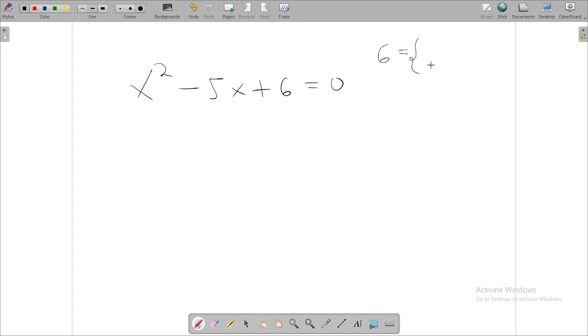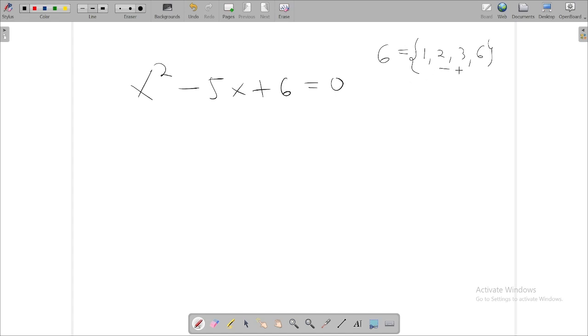Such that when we add, we should get negative 5. 1 is a factor, 2 is a factor, 3 is a factor, and then we have 6 itself as a factor. Now, when we multiply 1 times 6, we get 6. But when we add 1 plus 6, we will not get negative 5. We can also decide to use negative 1 times 6, but that cannot give us positive 6. That is negative 6. So we cannot consider that. If we do negative 1 and negative 6, yes, it will give us positive 6, but when we add, it cannot give us negative 5.